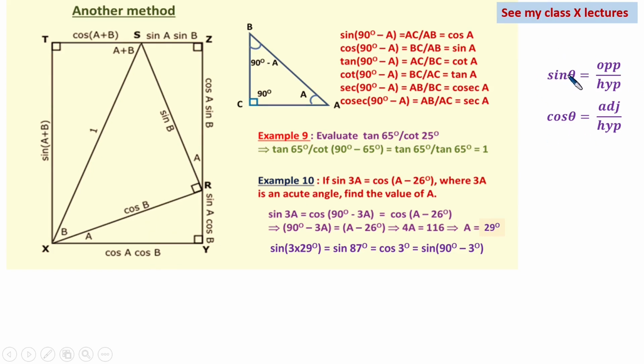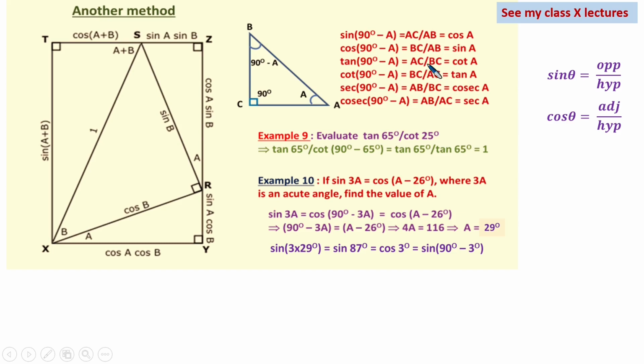See here what I mean: sine theta is opposite side by hypotenuse. So if you know the hypotenuse, the opposite side will be hypotenuse times sine theta, and similarly the adjacent side will be hypotenuse times cos theta. Kindly go through this and try to figure it out. This one I have discussed briefly earlier, so kindly pause it and go through it. Here sine of 90 minus A is opposite side upon hypotenuse, that is AC by AB, which is cos A, which we have shown.